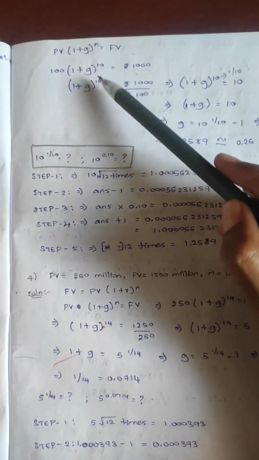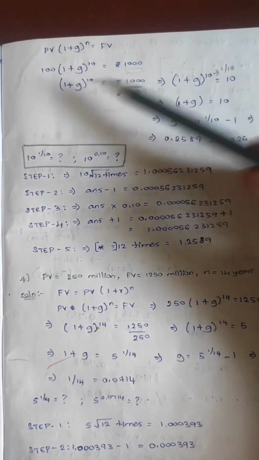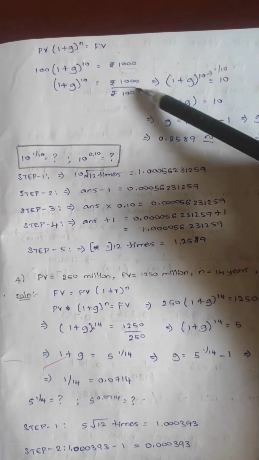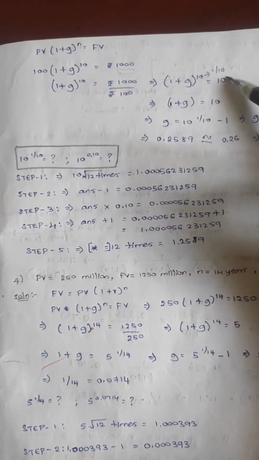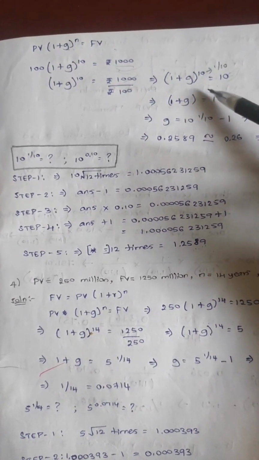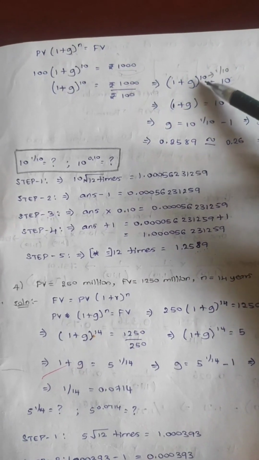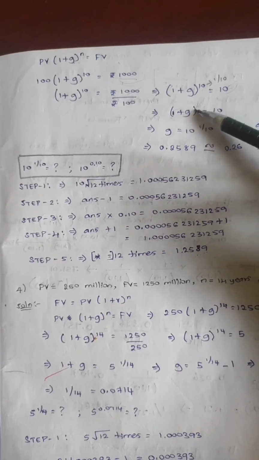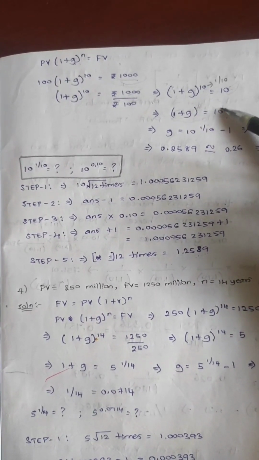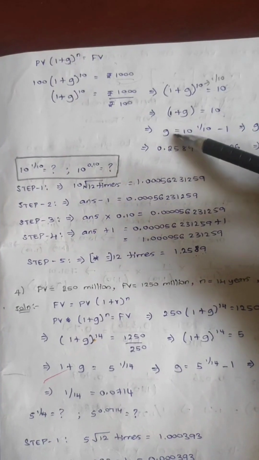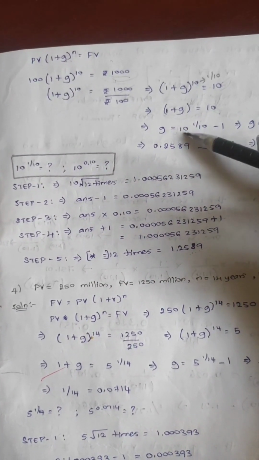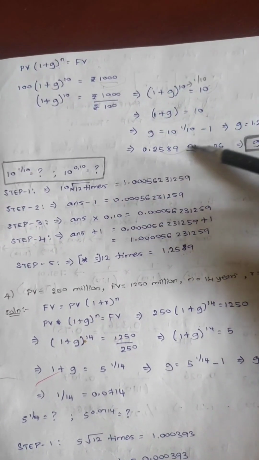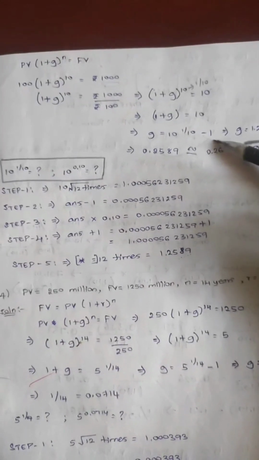So this remains the same. When we cancel this, we get (1 plus g) power 10 equal to 10. You get this step, right? When this power 10 moves to the other side, it changes into a root, so g equals 10 power 1 divided by 10. And this 1, if it goes to the other side, becomes minus 1.